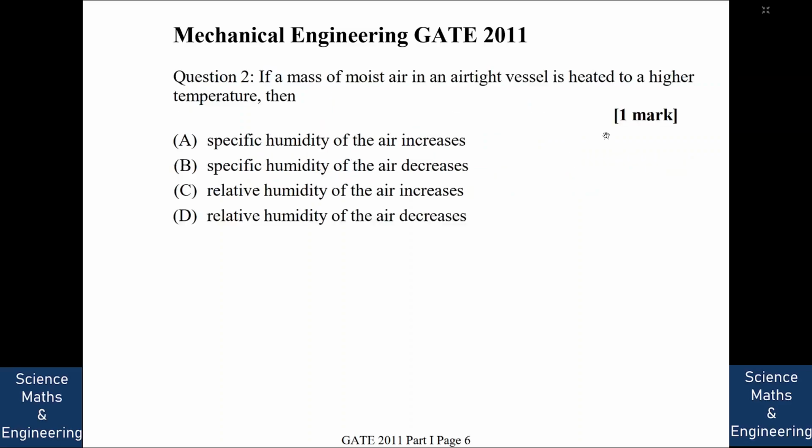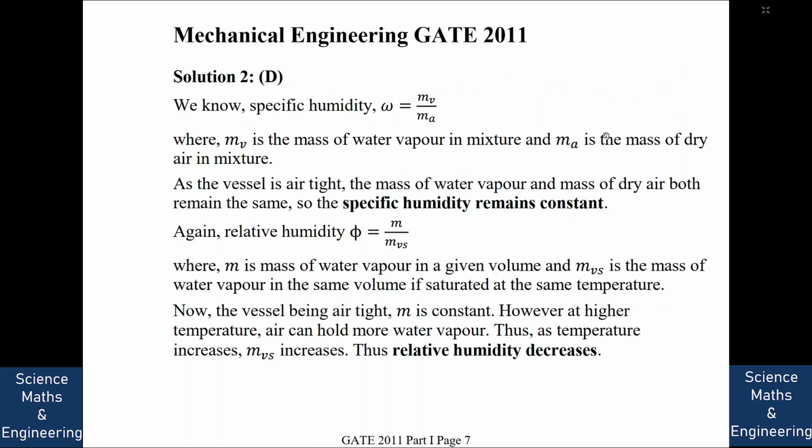If a mass of moist air in an airtight vessel is heated to a higher temperature, then: A. Specific humidity of the air increases, B. Specific humidity of the air decreases, C. Relative humidity of the air increases, or D. Relative humidity of the air decreases. So the answer is D. Relative humidity of air decreases.